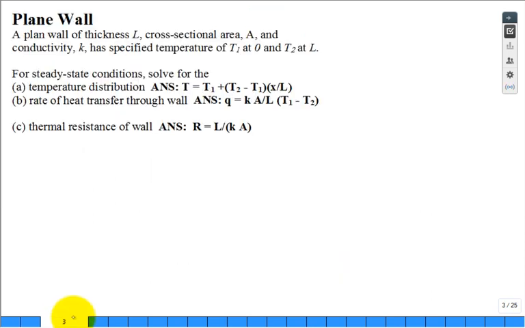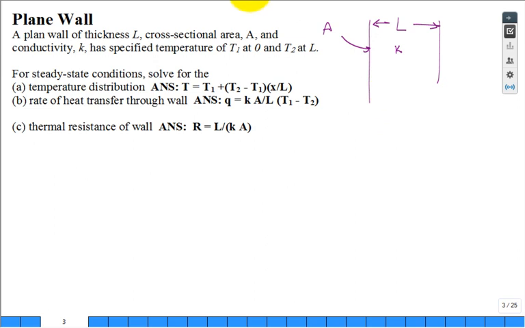Let's just focus on the wall. I don't think we'll get to the cylinder and sphere today. We'll spend a lot of time just on the wall. So we have a wall of thickness L. We've been analyzing this type of problem before. It has this area over here that the heat is going to be flowing through, that perpendicular cross-sectional area. And it has a thermal conductivity of the material, k, and it has specified temperatures.